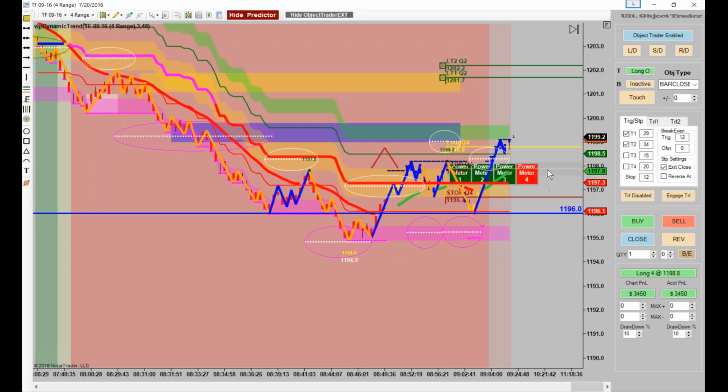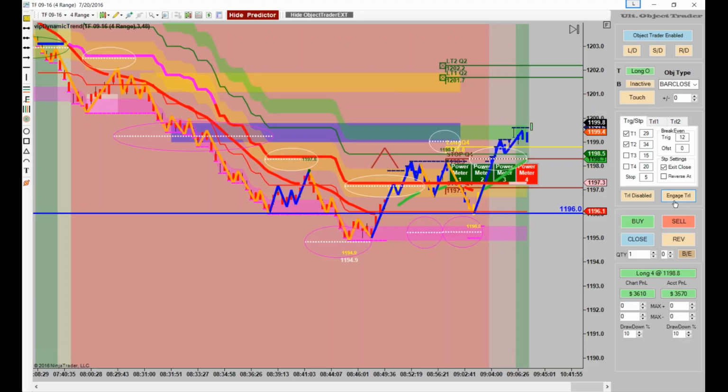Where would our stop be? Wait for it. Good enough. Right underneath there with exit on close. It's a monster way to trade, I'll tell you.